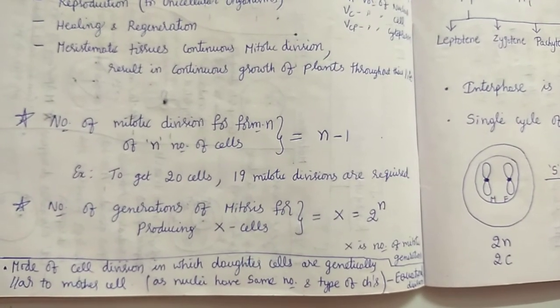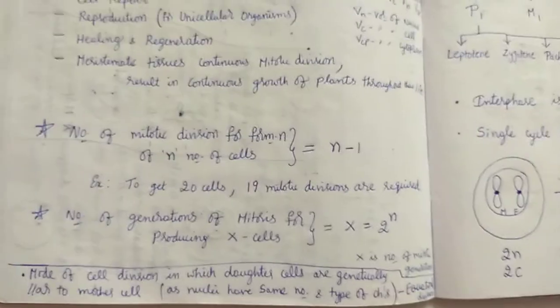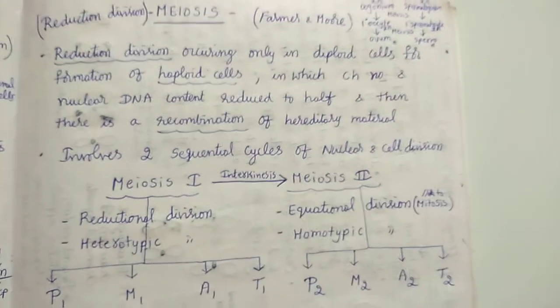that I have specified over here. So this is about mitosis, and now moving on to meiosis, which is a reductional division.